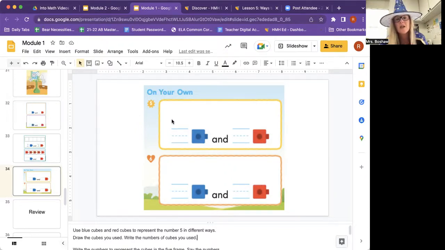So what does that mean? You're going to find ways to make 5 with red and blue, and then you're going to write the numbers that you used, okay, for both of those. So you're going to do it twice. That means you're not going to do the same numbers in each box, right? In this box and this box, you're going to find 2 different ways to make 5. And you can pause this while you do that.